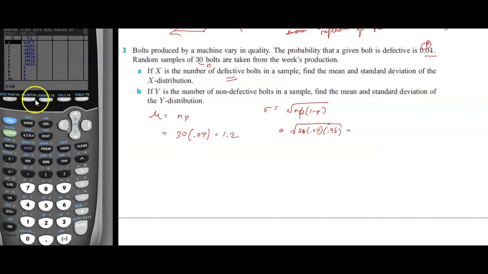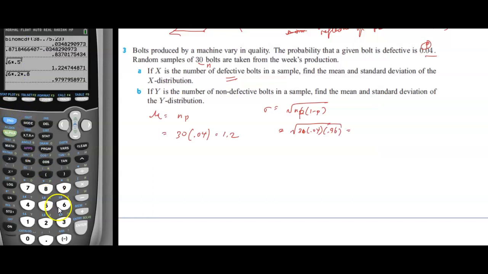So that would be 30, let's do the square root, 30 times 0.04 times 1 minus 0.04, which is 0.96, 1.07. Okay. So we already did that. If y is the number of non-defective bolts in the sample, find the mean and standard deviation of the y distribution. So still n equals 30.